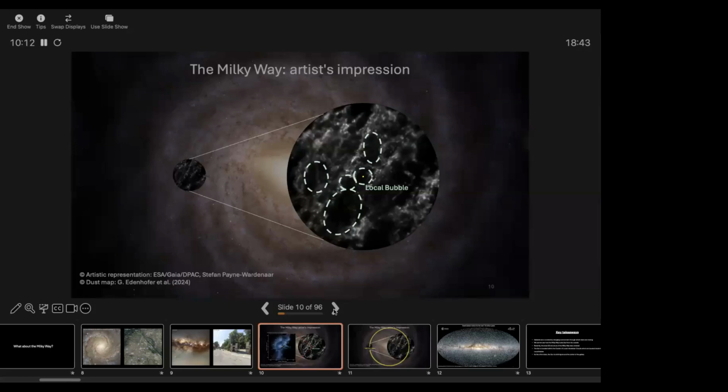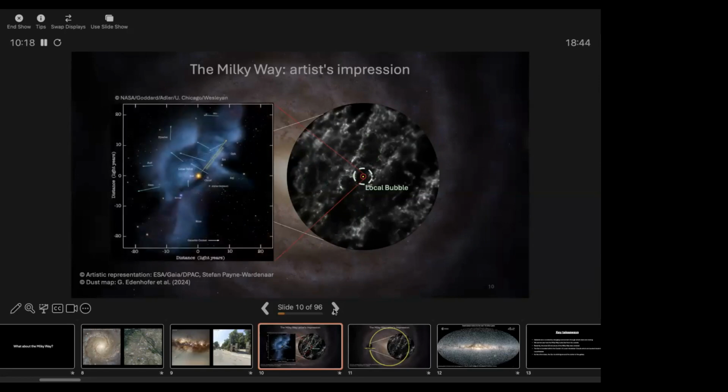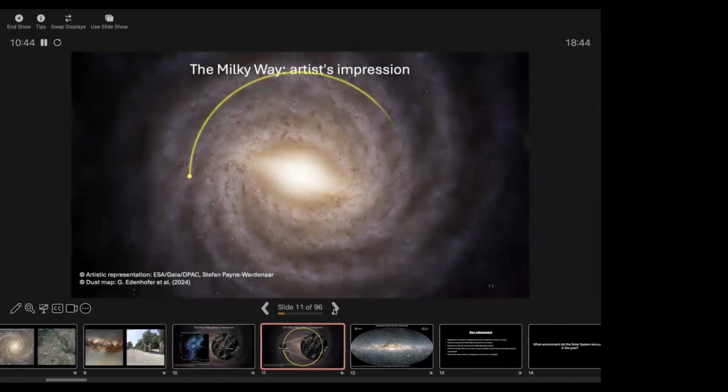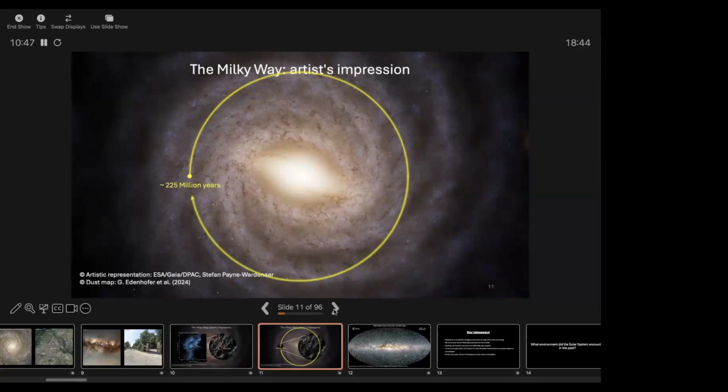If you zoom in inside the local bubble, inside this cavity, you would see that the sun, in reality, is going through a very fluffy environment of very low density clouds, which are called the local interstellar clouds. But again, this is just a snapshot of the current situation. In reality, the sun is traveling through the galaxy, and essentially it takes around 225 million years to complete a full cycle of the galaxy.